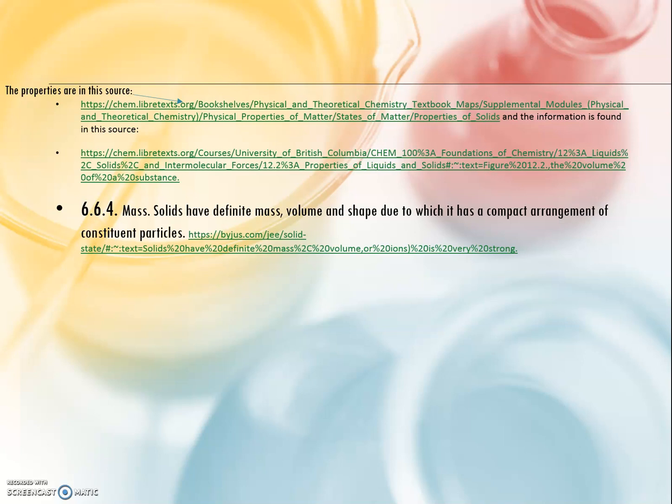Mass. Solids have definite mass, volume, and shape, due to a compact arrangement of constituent particles. And the information and the properties are in this link. There are no two links.